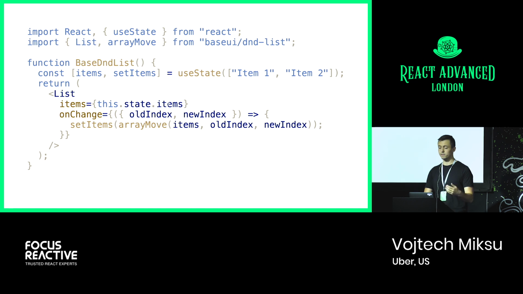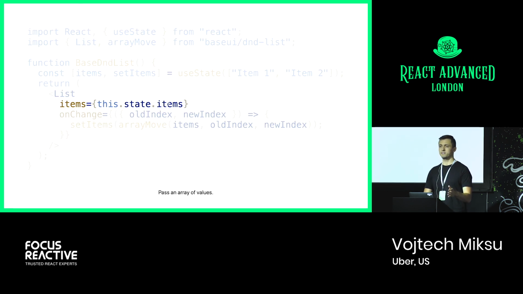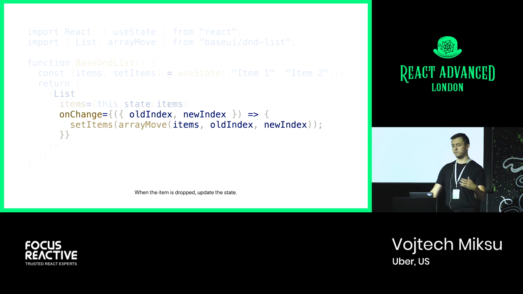So let's take a look at the API of this component. It's pretty simple. There are just 2 props you have to implement. First, you need to pass it an array of items. And then when an item is moved, you have to reorder this array.